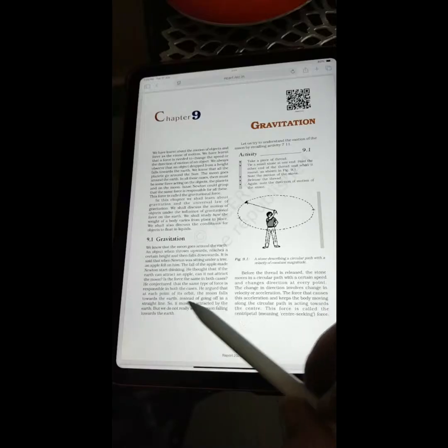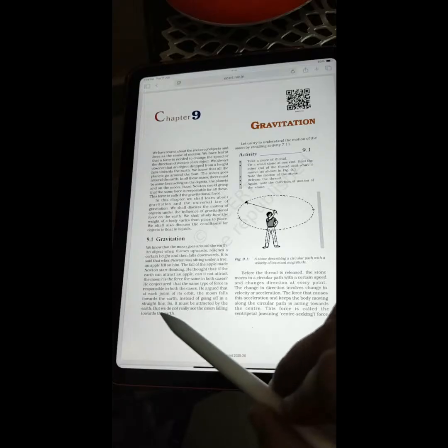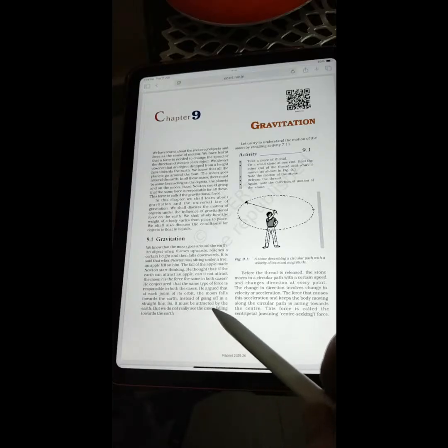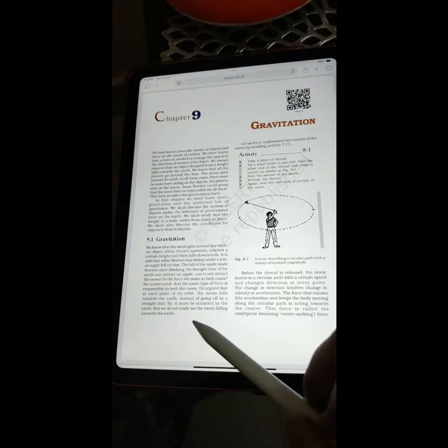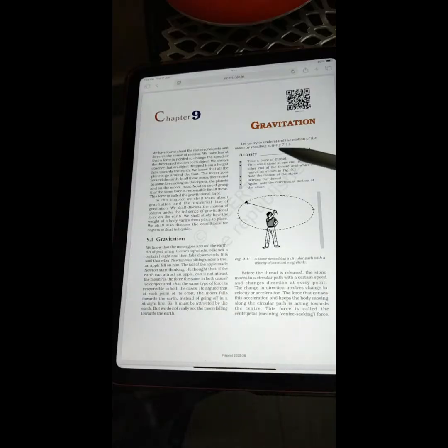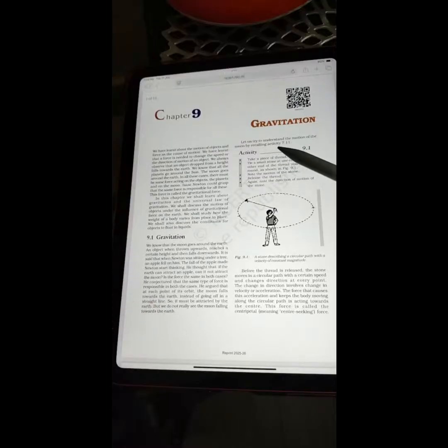He argued that at each point of its orbit, the moon falls towards the earth, instead of going on in a straight line, so it must be attracted by the earth. But we do not really see the moon falling towards the earth. Now, this side of the page will be read. Let us try to understand the motion of the moon by recalling activity 7.11.